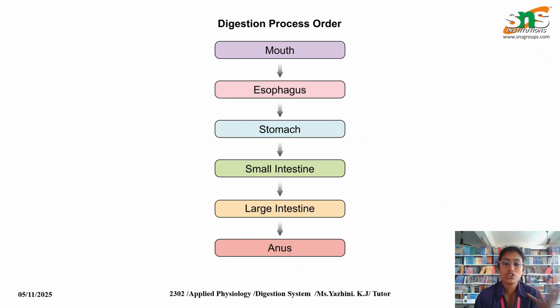Before going to the physiological process of digestion, we have to know the order, which starts from the mouth and ends with the anus: the mouth, esophagus, stomach, small intestine and large intestine. And after digestion, it ends at the anus.